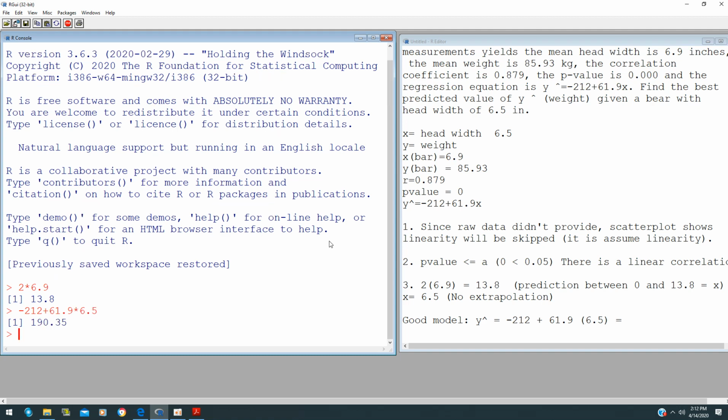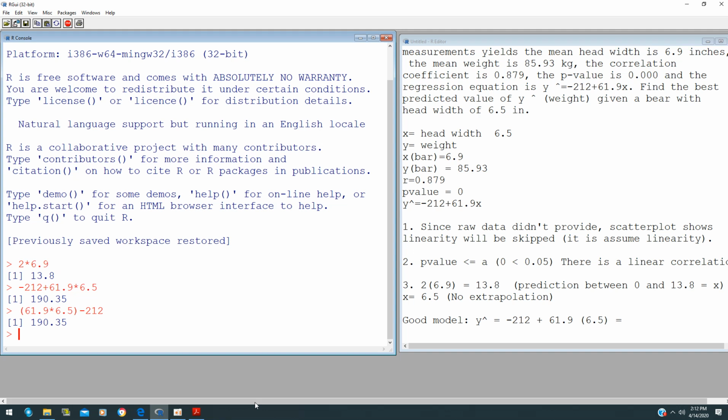So your prediction value in this case... something is wrong here. Let's do it again, because something is wrong. It should be 61.9 times 6.5 minus 212. Okay, yep. So your answer in this case is 190.35, and don't forget the units. This is weight, and weight is measured in kilograms. So this is a good model, so we plug this into your regression equation, and that will be your answer.